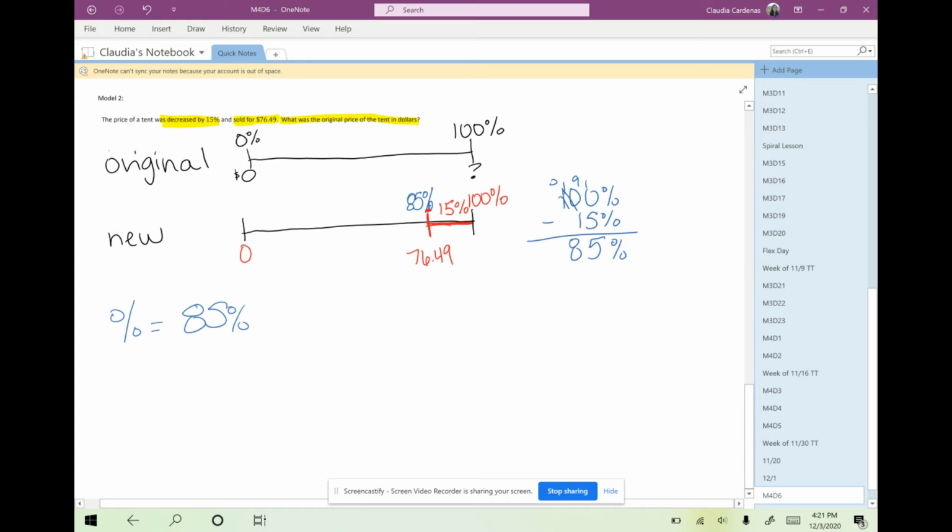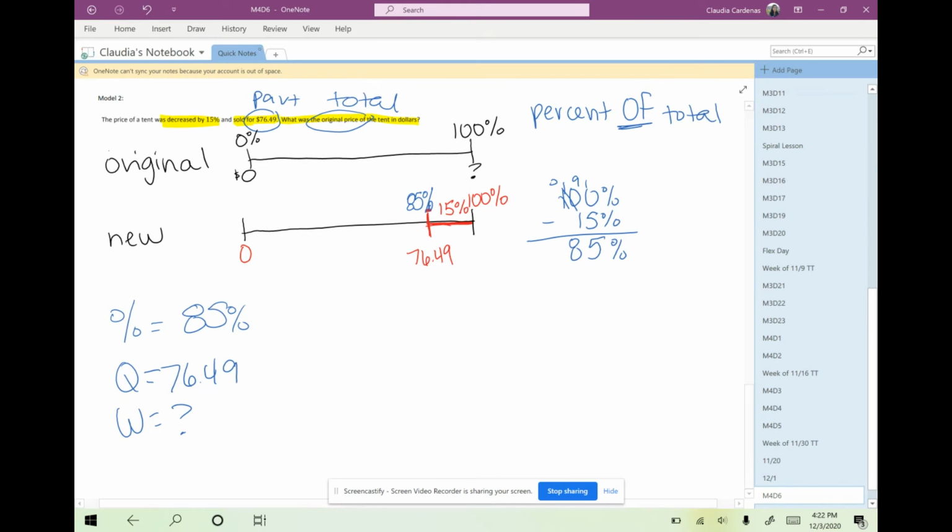Okay, so then remembering that 85% of the original price, so percent of is cluing us in for the total. So 85% of the original. Therefore, the original is the total that we are looking for. And if it is now 76.49, then that is the part that they have given us. So let's label that. Q is 76.49, and the whole is the question mark that we are missing.